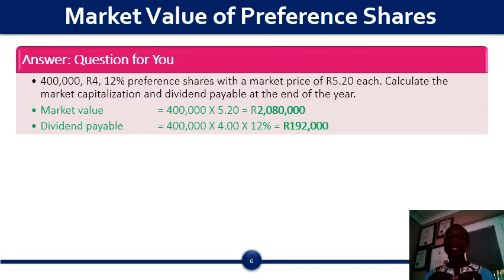And when we come to preference shares, market capitalization is equal to the number of issued preference shares times the market price, not the book price, market price of preference shares. When we are finding the amount of dividends payable, it is the number of shares times the book value times the percentage, which would give you the dividend.